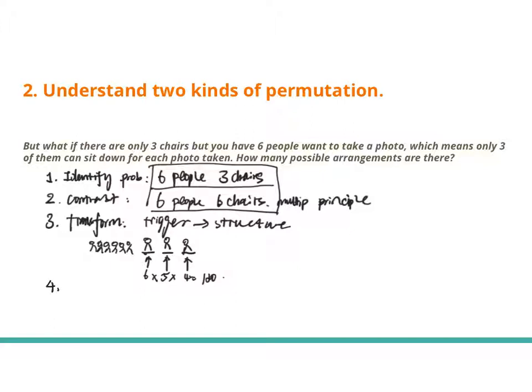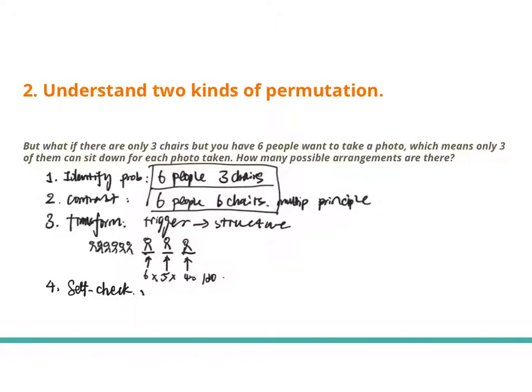And the next step is the self-checking and monitoring part. So now let's think it through. We have 6 people and we have 3 chairs, and we used the multiplication principle here to solve the problem. Did we address all of the problem here? Yeah, I think so. I think we already answered the question from the problem.